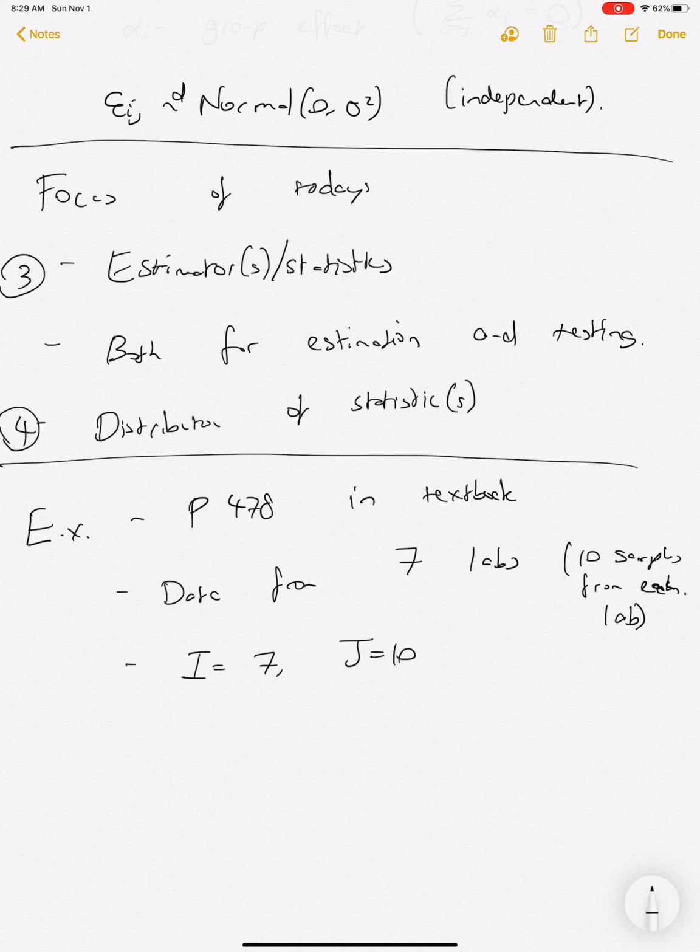A good example to keep in mind, and one to check your calculations on where you have all the data, is on page 478 of the textbook. There's data collected from 7 labs, with 10 samples from each lab. So here your I equals 7 and your J equals 10. I'm going to refer back to that example, and when you're going through the concepts from this lecture, it'll be useful to go back to it.